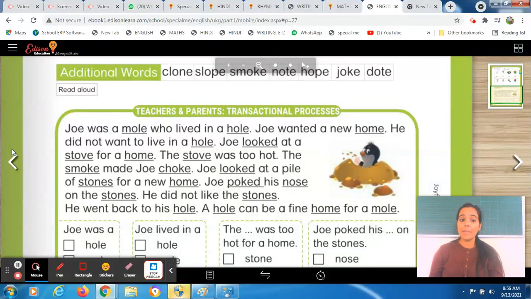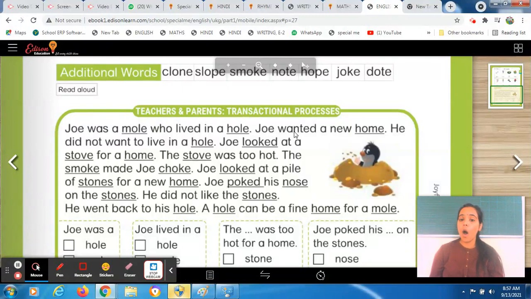Mole. The name is Joey. What is its name? Joey, right? So Joey was a mole. What is Joey? A mole. Who? W-H-O. Who lived? L-I-V-E-D. Lived in a hole. So where did that mole live? That mole named Joey lived in a hole. Where did he live? He lived in a hole.